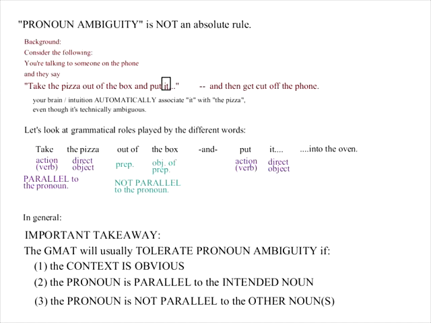If we do this, so if we add this little bit of context, then we're not going to put a box into an oven. So this added context makes it obvious that we're talking about a pizza. This added context makes it clear that pizza is the intended referent and that box is not.